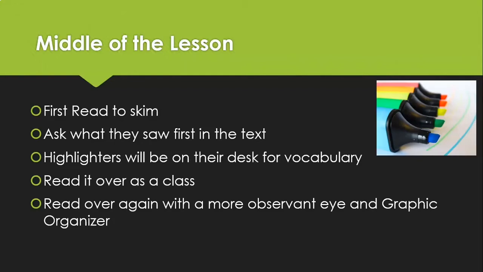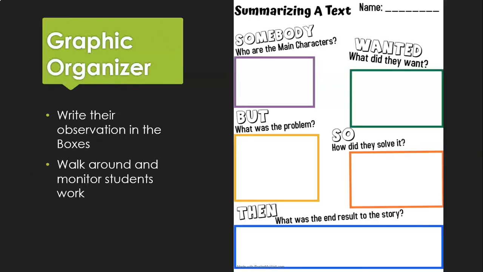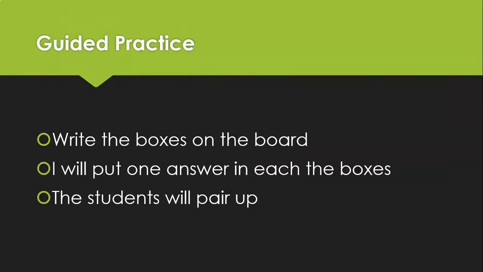And then their last read is their most observant read. And that's also when they'll get their graphic organizers. So they're going to read with an observant eye and they're going to be looking for things on this graphic organizer to write. So they'll start with looking for the main characters. They'll look at what they want, what was the problem, how did they solve it, and what was the end result. And while they're doing that, I'll be walking around, monitoring, looking for questions, making sure the kids are staying on track, different things like that.